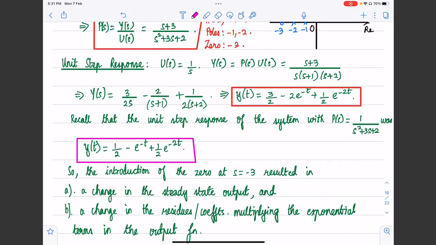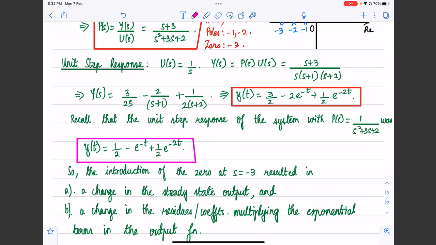Then what also happens is that the steady state value also changes. In the first case, when there was no 0, the steady state value is 1/2. But in the second case, where there is a 0 at -3, the steady state value becomes 3/2. So in essence, stability is affected by the poles, but the exact shape of the transient response and the steady state value are affected by both the poles and zeros. So I hope the physical effect of zeros is clear.